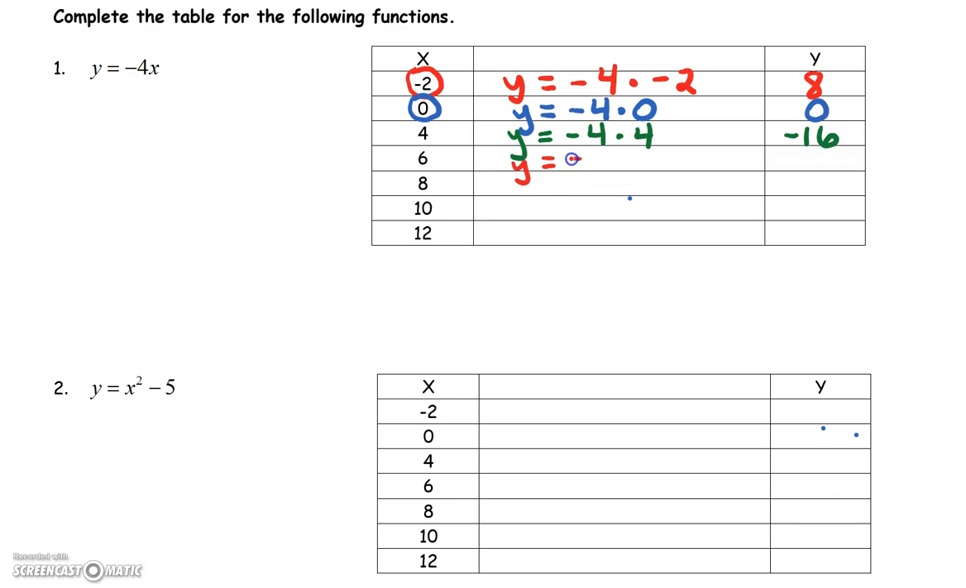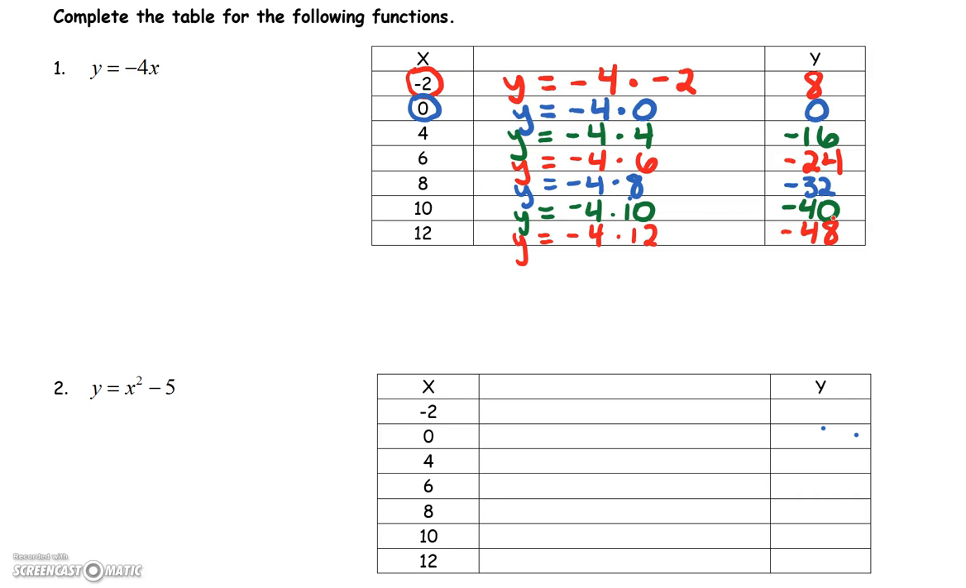For an input of 6, the function yields an output value of negative 24. For an input of 8, the function yields an output of negative 32. For an input of 10, the function yields an output of negative 40. And finally, for an input of 12, the function yields an output of negative 48. And so we've completed our table of values.